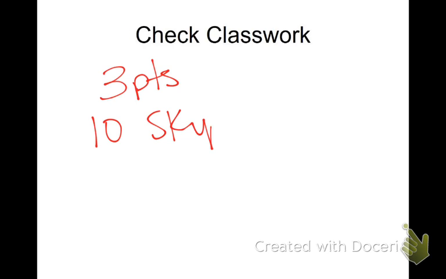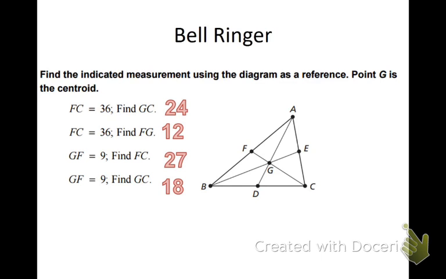You should have 8 problems, 4 from your bell ringer, 4 from class, so 8 total. There are 3 points apiece, 10 if they skip. The bell ringer, 24-12, 27-18. That's what I'm saying. I did not put it on my class list.